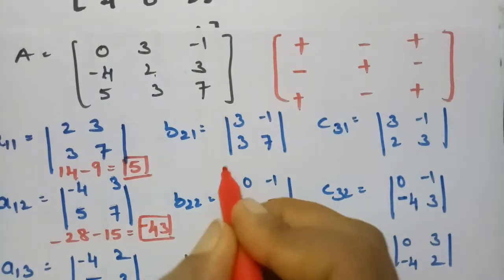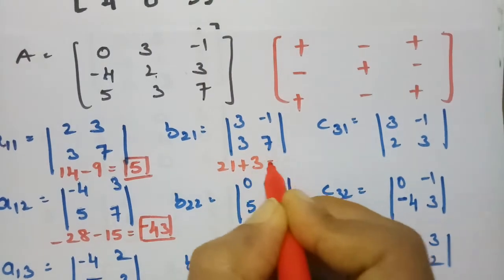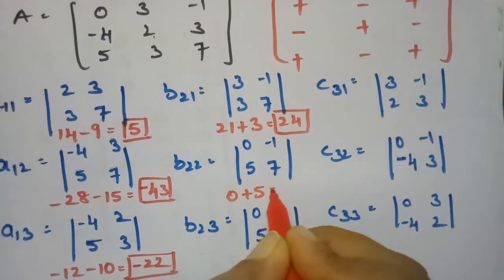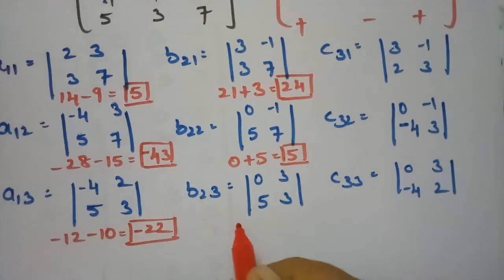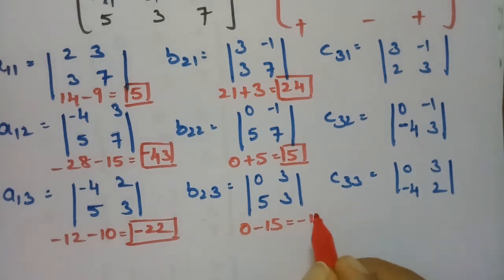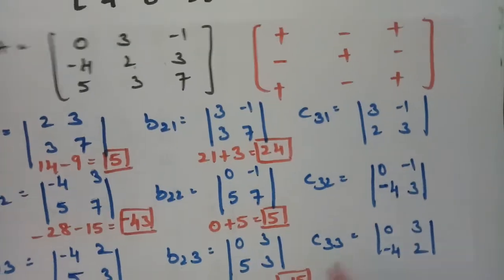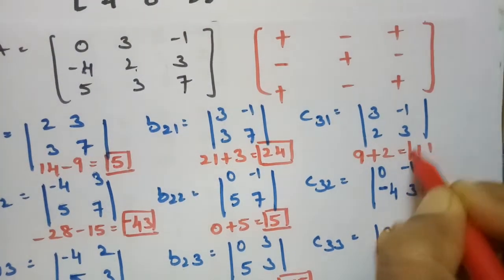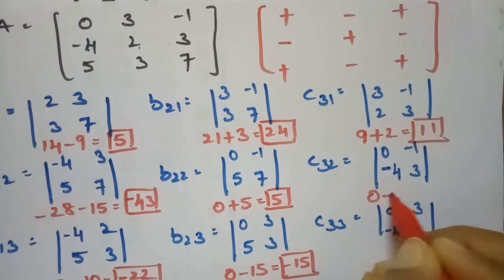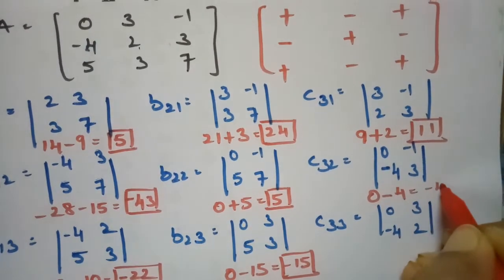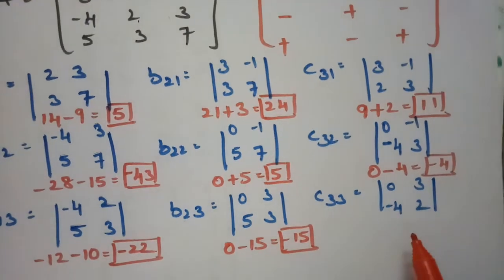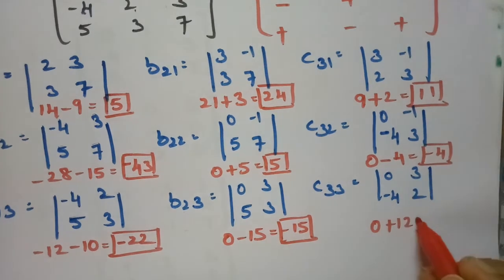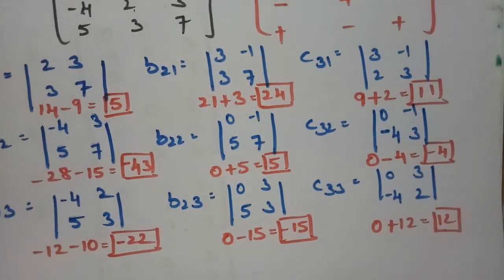And the next one here, this is 21 minus of minus, plus 3. This will be 24. And here this is 0 plus 5, and this value is plus 5. And this is 0 minus 15, so this is minus 15. So this is 9 minus of minus, plus 2, so this value is 11. And here this is 0 minus 4, and this value is minus 4. And see here, this is 0 minus of minus 12, this is plus 12. So I got all the values here.